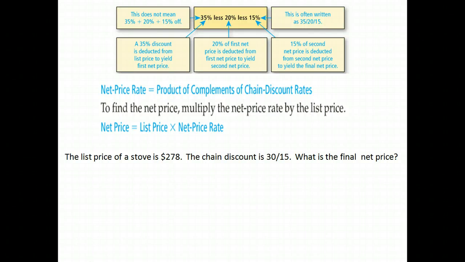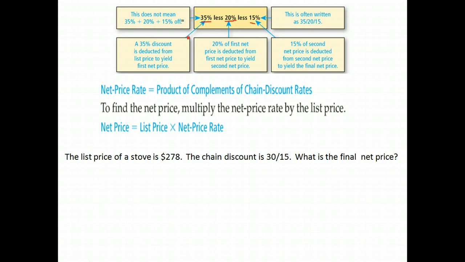Okay, we're going to talk about finding the net price of an item when you have a chain of discounts. Now, a chain of discounts is when something has been reduced once and it's reduced yet again. So, for example, this discount was 15% off, and then they reduced it again 20% off of that price, and finally 35% off of that price.